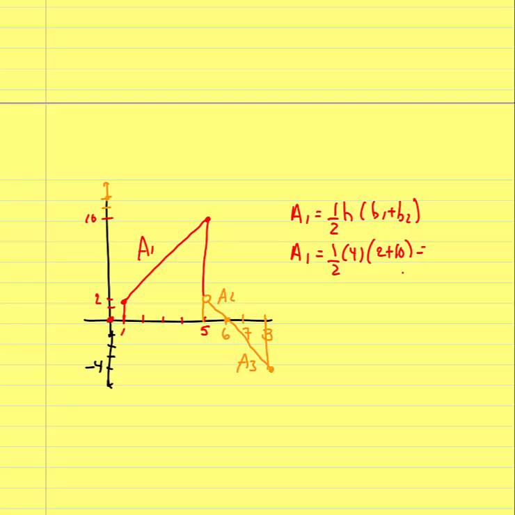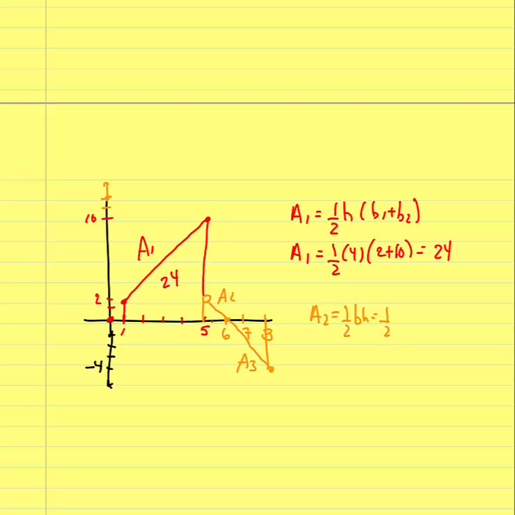So I get 1/2 of 4 is 2. 2 plus 10 is 12. 12 times 2 is 24 square units for A1. So this is 24 square units. And it's positive because it's all above the x-axis. Let's go ahead and look at A2. This is a triangle, 1/2 base times height.